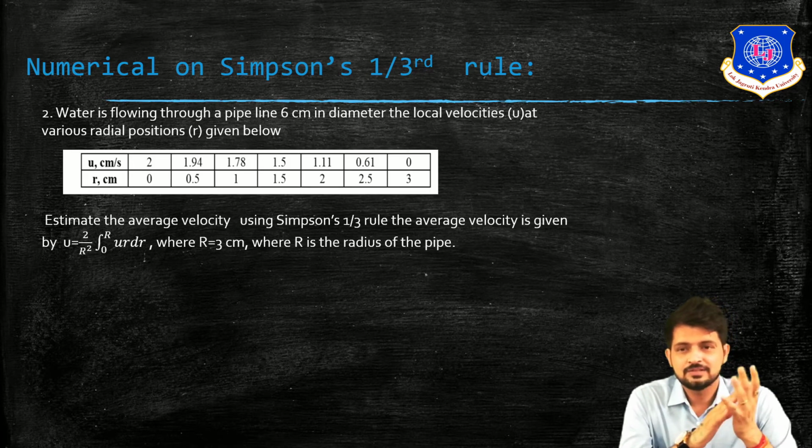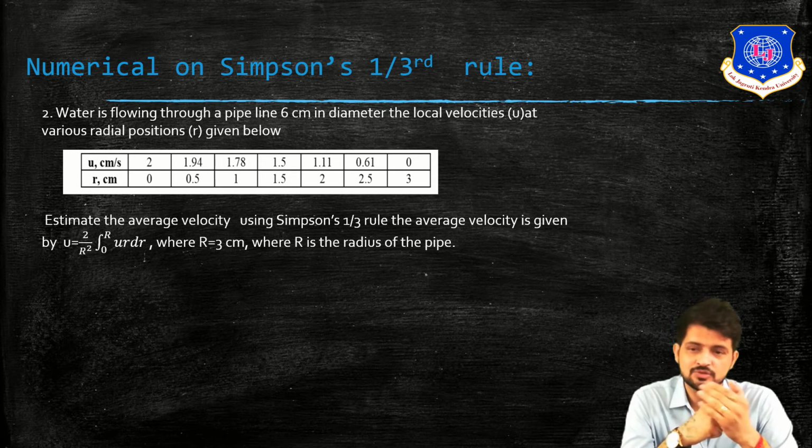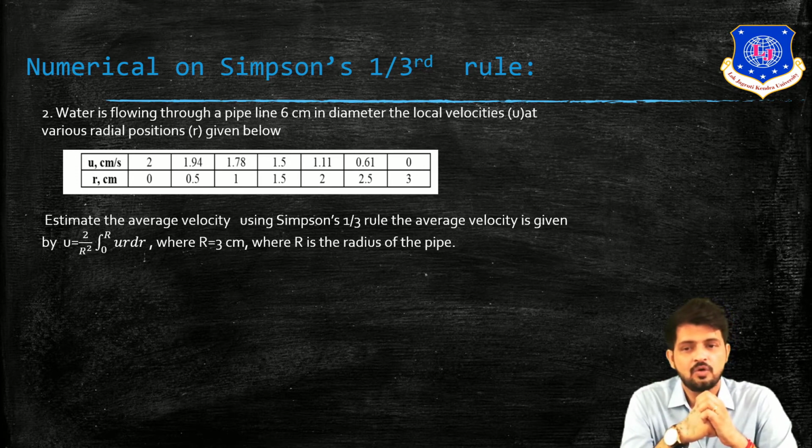Okay students, let us solve one more numerical on the basis of Simpson 1/3 rule. See what is given. Water is flowing through a pipeline 6 cm in diameter. The local velocities u at various radial positions r are given below. We have to estimate the average velocity using Simpson 1/3 rule, and the average velocity u is equal to 2 upon r square, integration from 0 to r of u r dr, where r is equal to 3 cm. They have already given the formula. We have to take the integral with the help of this Simpson 1/3 rule.